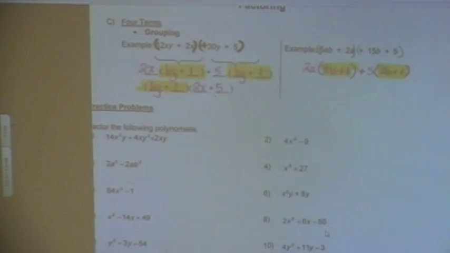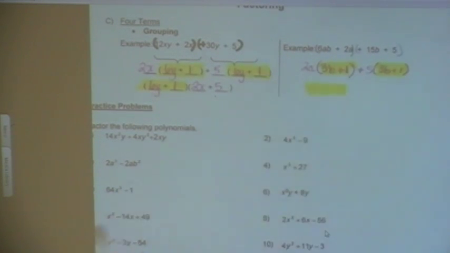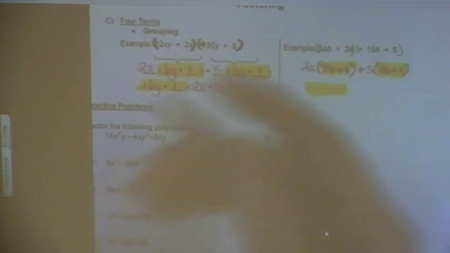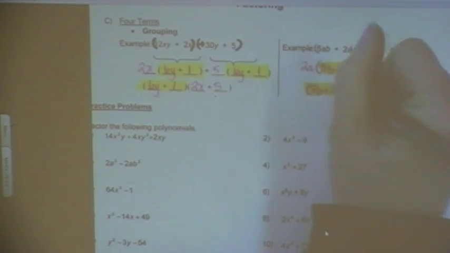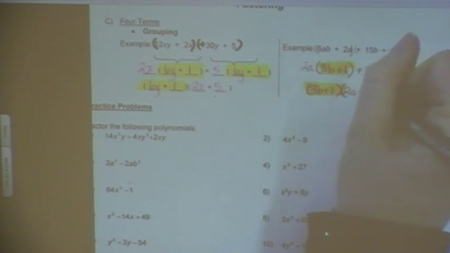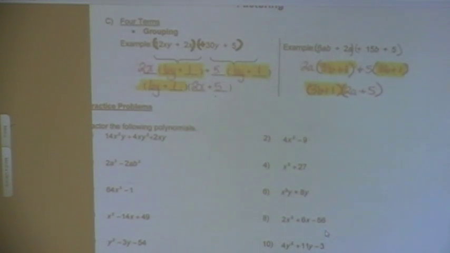Because they are in common, I can factor out that yellow piece, 3b plus 1. And if I do, I am left with, from this first piece, there's a 2a. From the second piece, there's a plus 5. And that's it. That's your final answer.